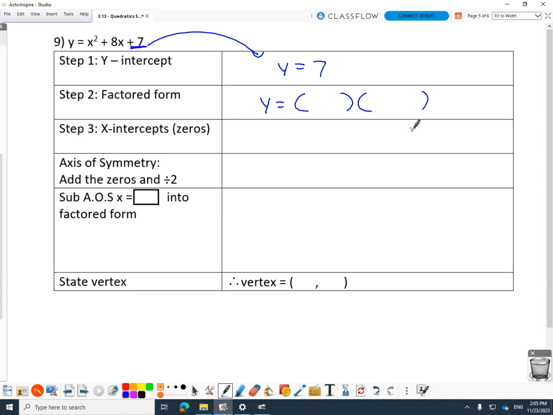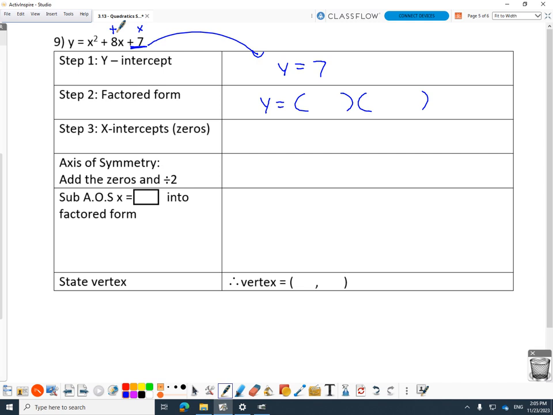Two things that multiply to... what do they multiply to? 7. They multiply to 7, and they add to 8. I was actually very excited in your quiz. Some people wrote multiply and add above them. That meant they're on their way to being able to do this. They at least knew what they were looking for.